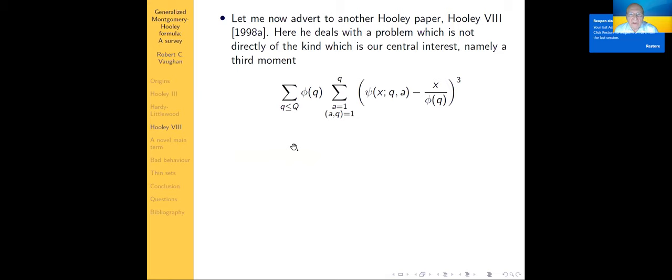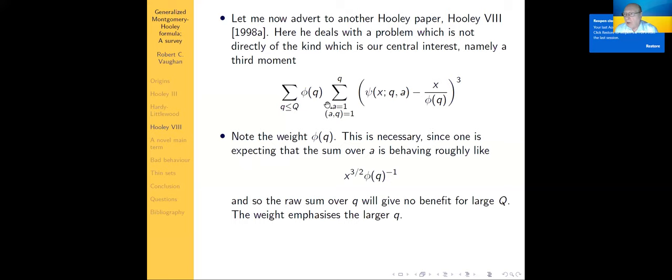The next thing I want to talk about is in some sense a detour, but there's a remarkable paper that Hooley wrote in '98, I think in Crelle, where he deals with the third moment. It's not the modulus, it's just the third power of the difference here. I don't think anybody knows how to deal with the modulus cubed. It has this weight in here, but you need some sort of weight because you expect the thing you're summing to be dropping off to a relatively high power of q. Summing over little q out to big Q, you wouldn't get much benefit, and so to gain more, you have to put on a weight which weights the larger values of q.